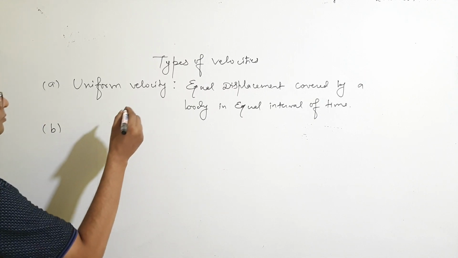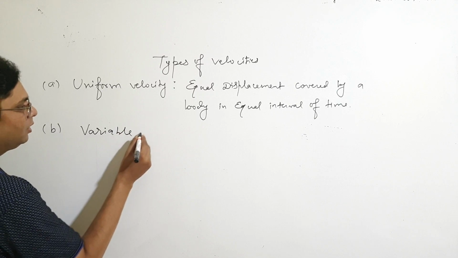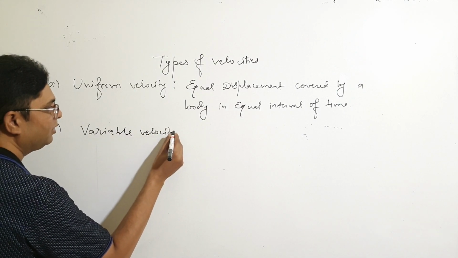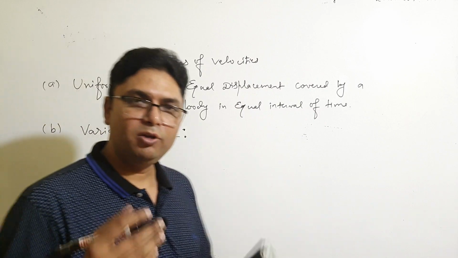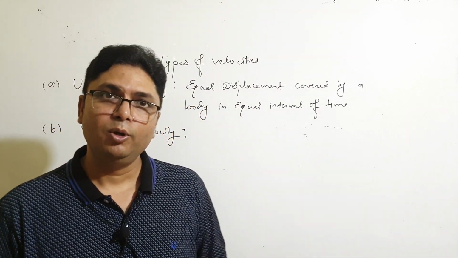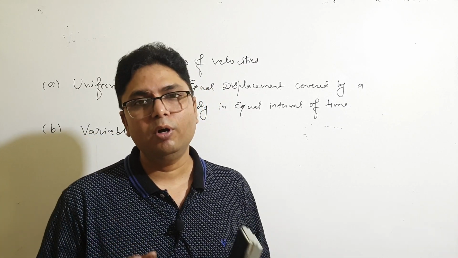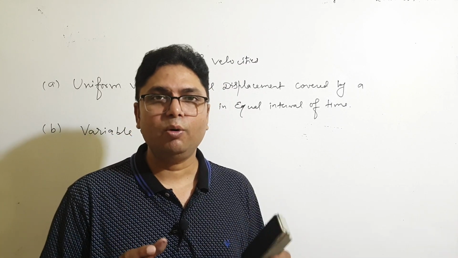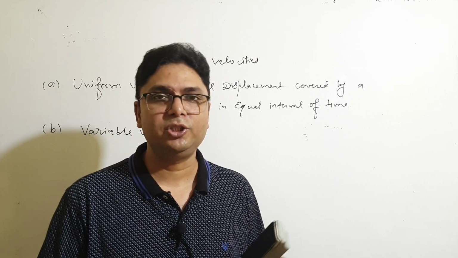Second is variable velocity. As velocity is displacement by time, and displacement has magnitude and direction, if direction or magnitude changes, then this means that velocity is changing.